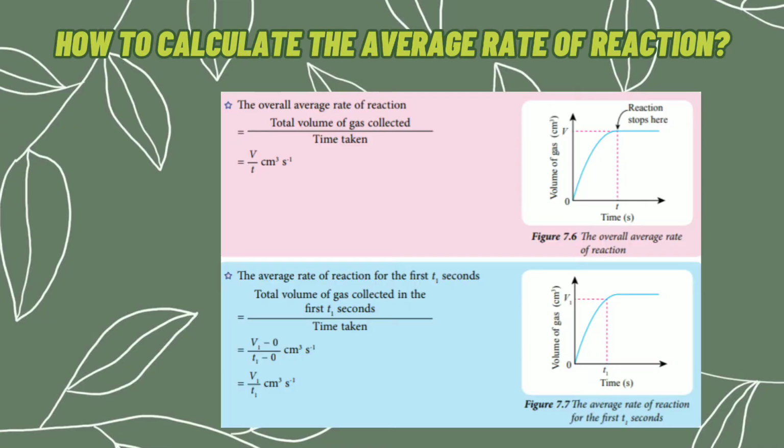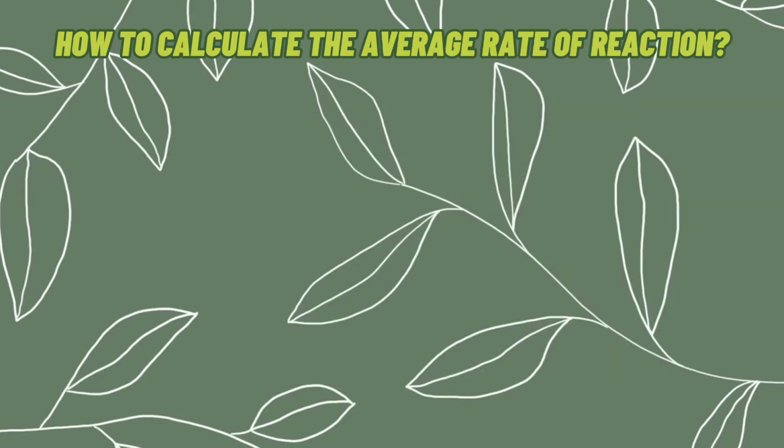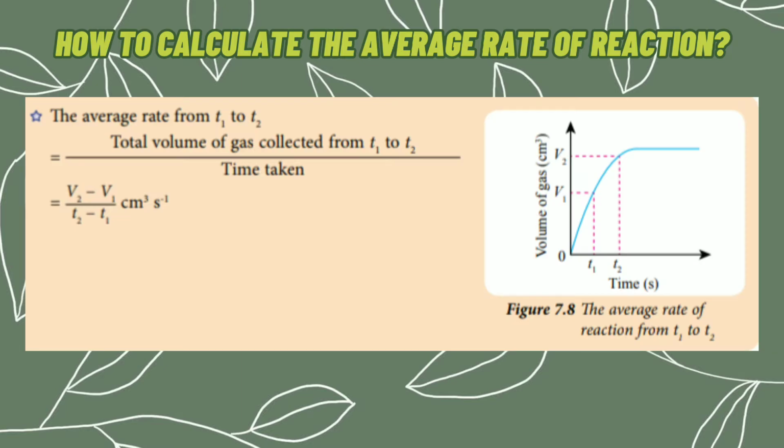Next, how to calculate the average rate of reaction? In the first calculation, you must know that average ROR is equal to overall ROR. It means it concludes the whole experiment. For the second calculation, the reaction is just for T seconds. If the question says it is in the first 2 minutes, then you must calculate 0 to 2 minutes. Next, we move to the third calculation. If the question says in the second minute, you just have to calculate from the first minute to the second minute.